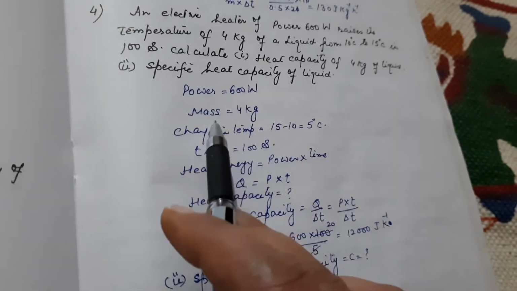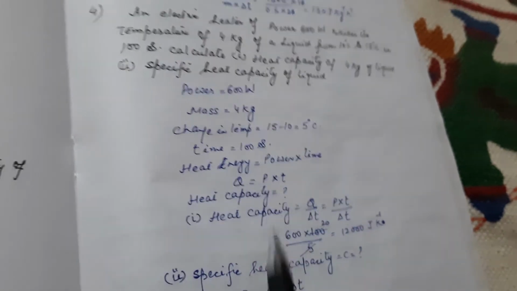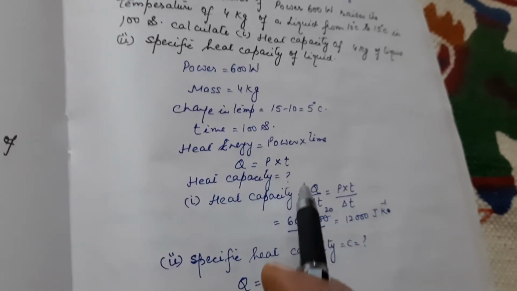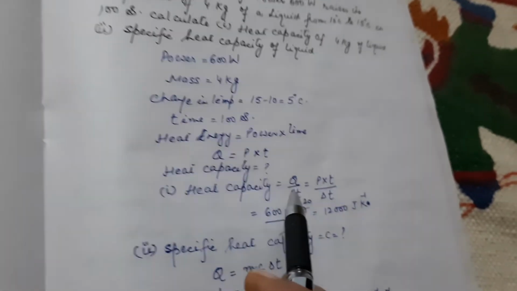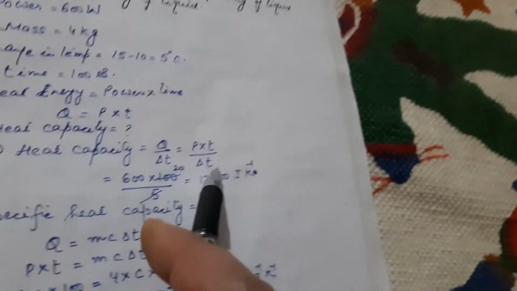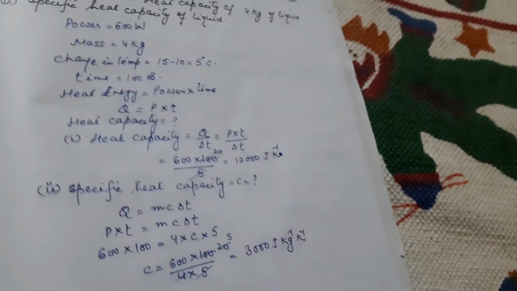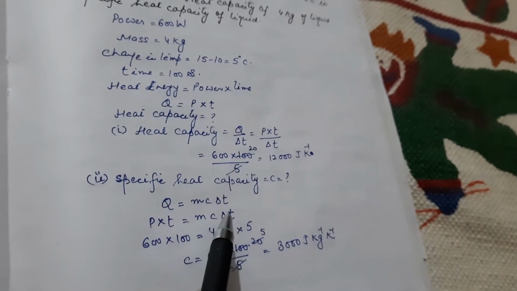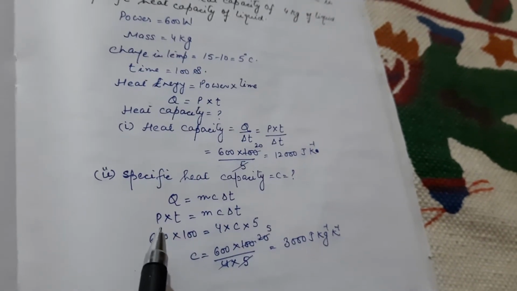So other information, mass is given, change in temperature is given. We are required to find out the heat capacity. Heat capacity formula is Q upon delta T. So instead of Q, we use P into T, because power is given, time is given. Substitute this power and time, and we will find the heat capacity. In the same way, for specific heat capacity, the formula you know well, Q is equal to MC delta T, but Q will be considered as P into T.